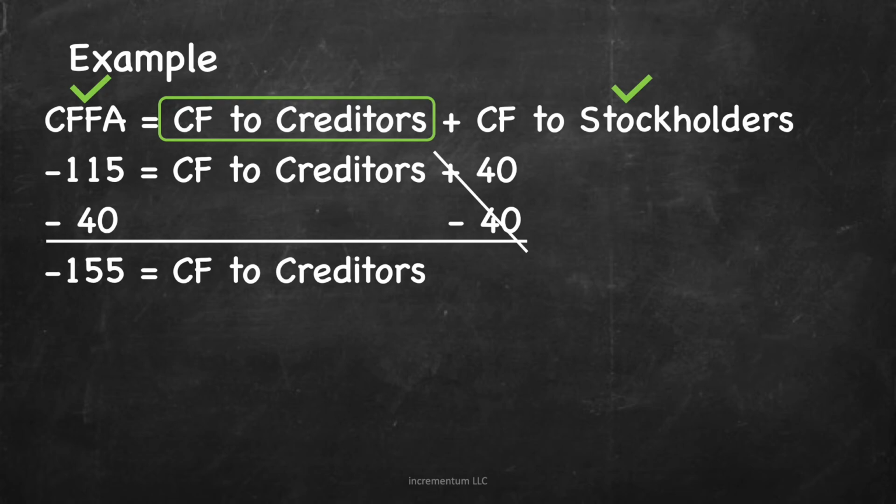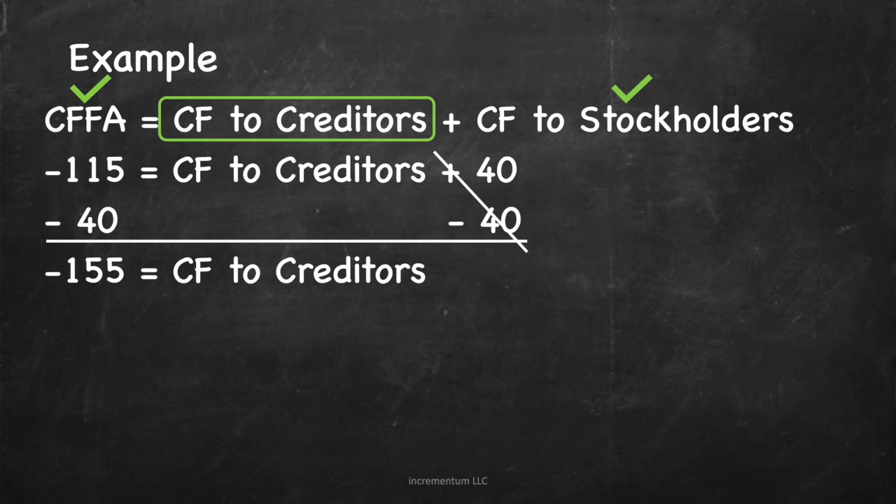So this means that the net effect of our borrowing and repayment activities to our creditors was a negative $155. That allowed us to spend more on the net capital spending and on the investments in net working capital, as well as pay our stockholders the $40 dividend. That's how we were able to do all that. We ended up borrowing $155 from our creditors.